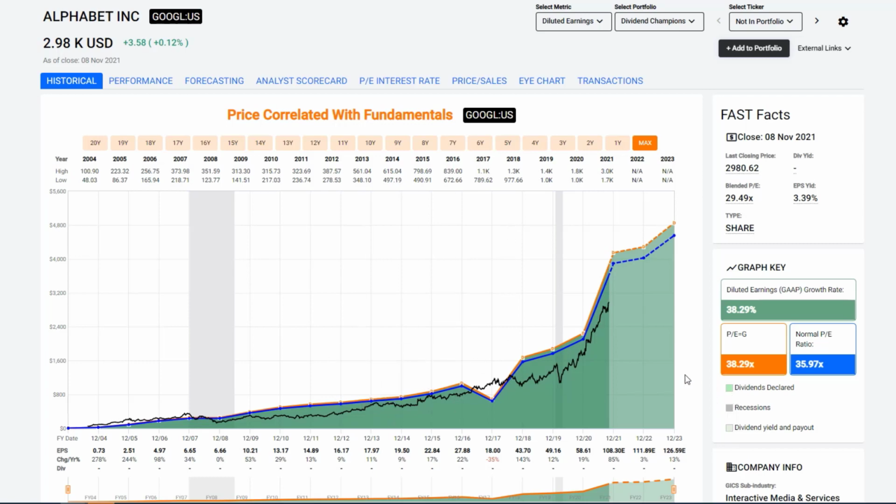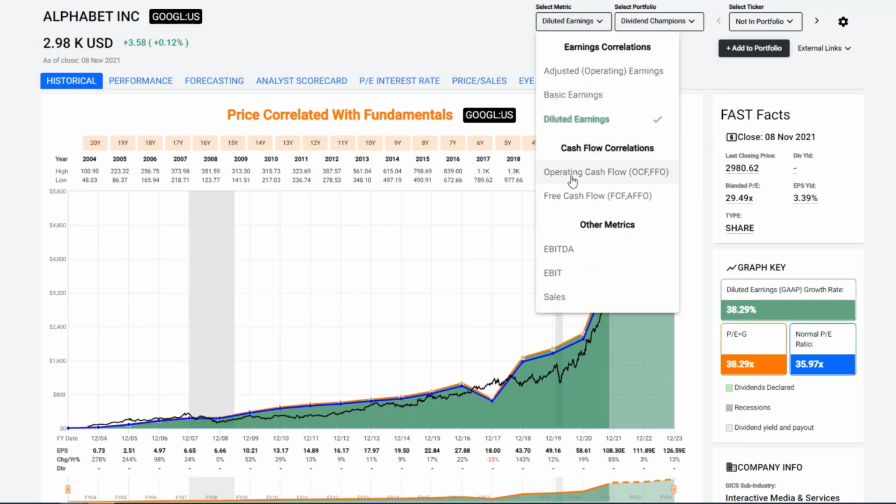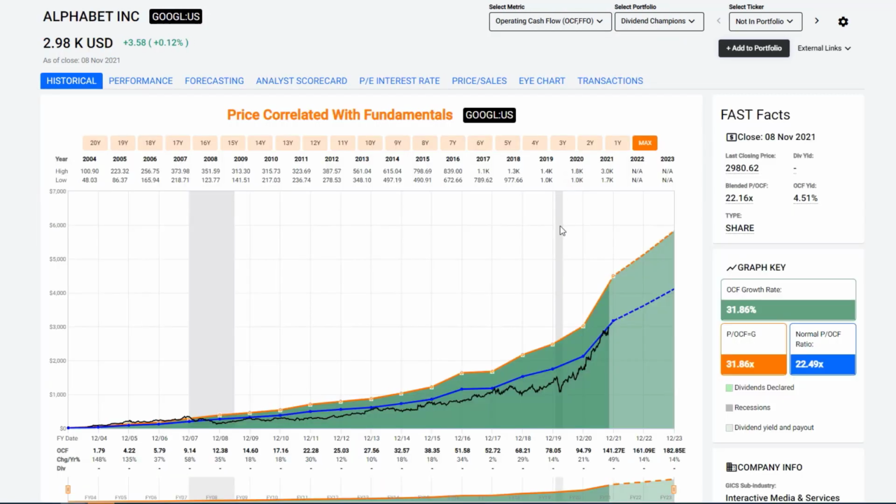And I get a very similar picture with a very similar historical growth rate. So diluted and GAAP earnings give me pretty much the same view of Google. I'm going to look at operating cash flow. Once again, I've got 31%, almost 32% operating cash flow growth, and I've got Google or Alphabet trading at about 21 times operating cash flow historically.